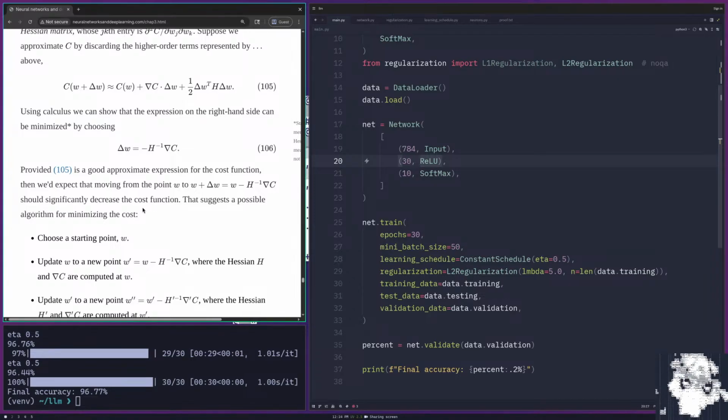This suggests a possible algorithm for minimizing the cost. And what we've been doing so far is just taking this. So this is saying, here's an even better approximation, I think.